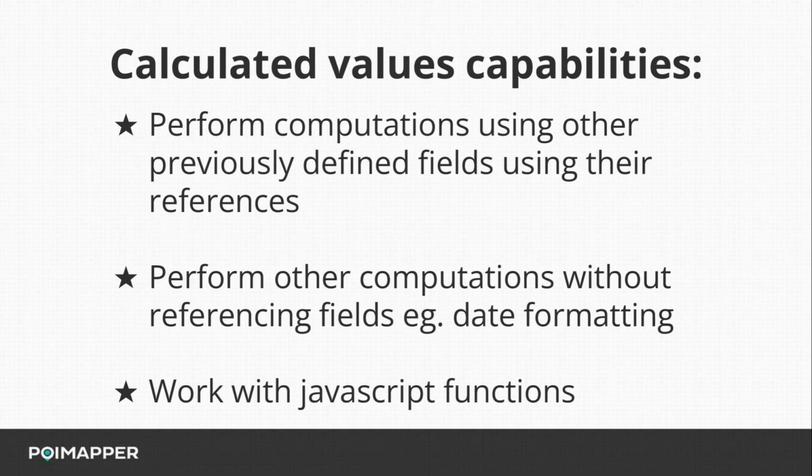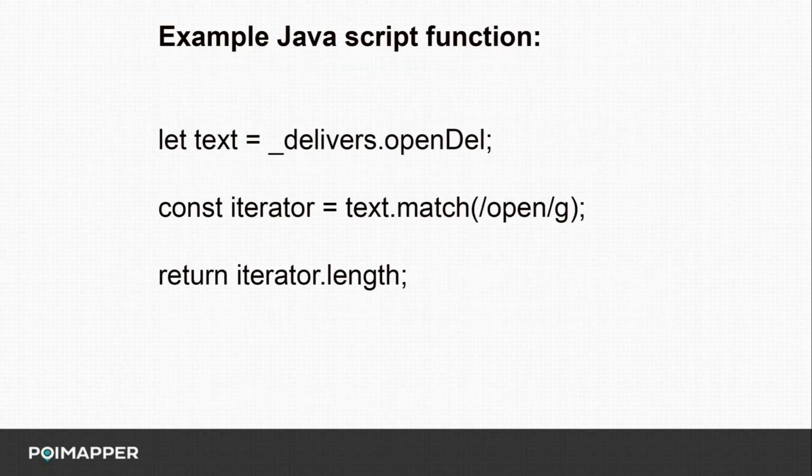On PoiMapper, any JavaScript function can be used in a calculation statement. For more information on how to write JavaScript functions, please click the W3 Schools link in the video description. Here is an example of JavaScript statements that perform a calculation. If we want the count of open deliveries from deliveries forms, we could use code like this.